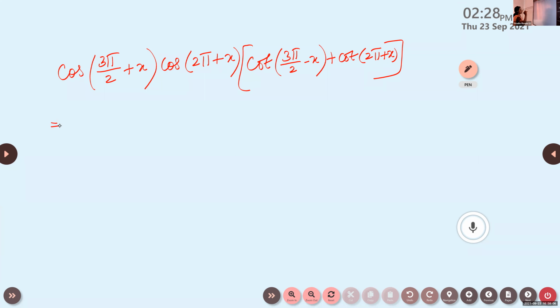Okay, so you start with simplifying the first term. What is cos of 3 pi by 2 plus x? 3 pi by 2 means it is 270. So what is cos 270 plus theta? Whenever we get 270 or 90, cos will become sine, isn't it? So, what is cos of 3 pi by 2 plus x?